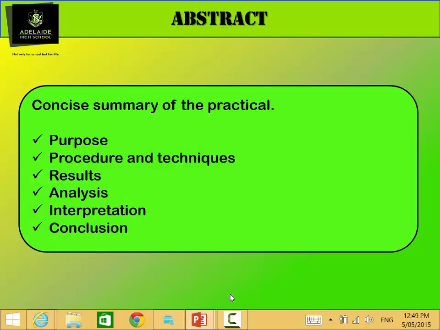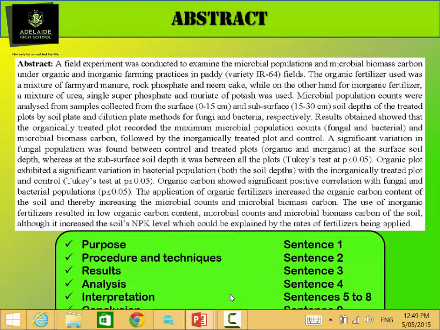Now, your abstract is a concise summary of your practical: the purpose, procedure and techniques, results, analysis, interpretation, and conclusion. Let's have a look at an example here given to you. I'm not going to read through the whole thing, but I've already highlighted and downloaded what is going on here. So you will have an abstract given just as it is.